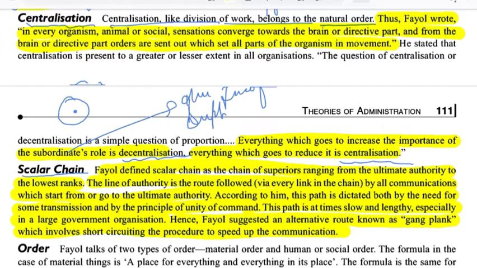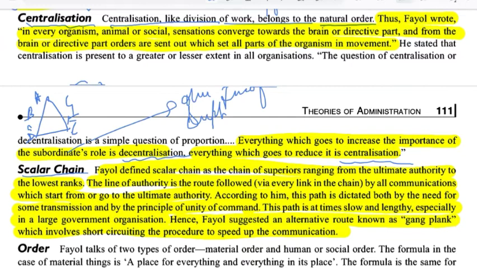We have discussed the scalar chain. In any organization, suppose A is at the top level, then B, then C, then D. Here it is E, F, G, and A is at the top level. Then if D has to send a message to A, he has to follow the chain.